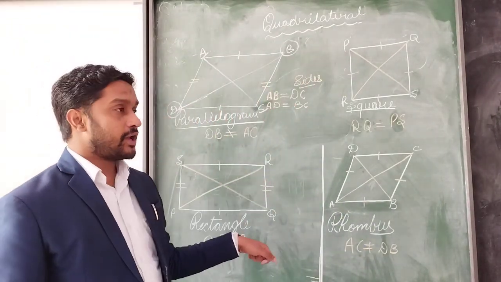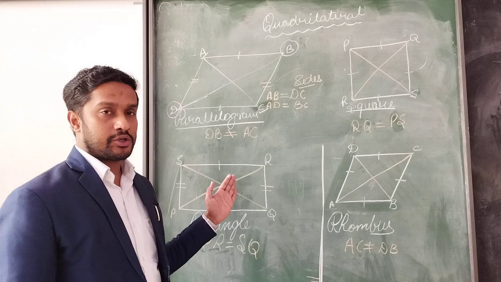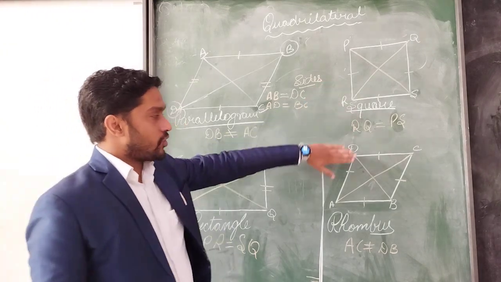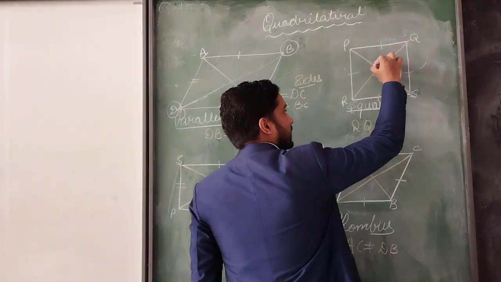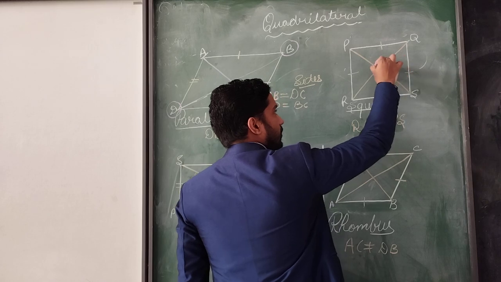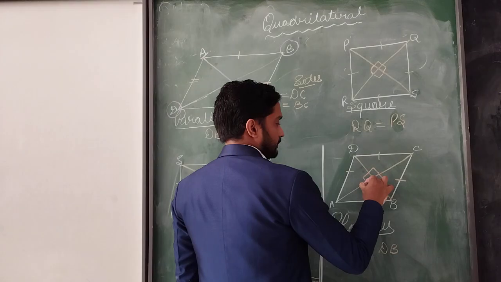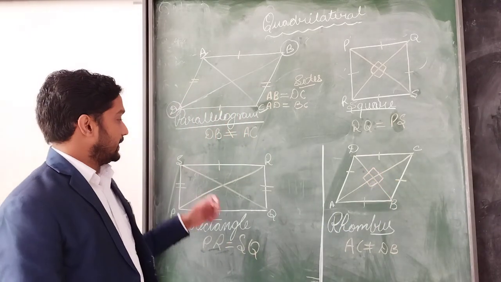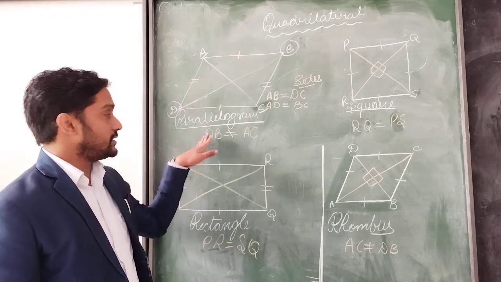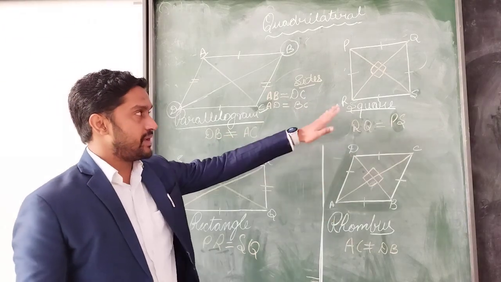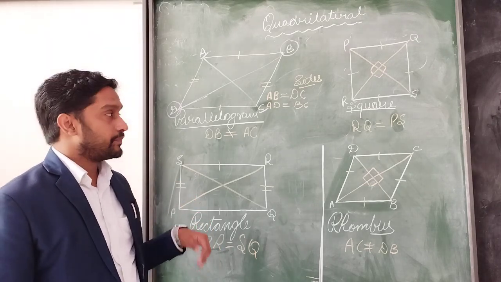One more property on the basis of diagonals. You can see that in all four figures, the two diagonals bisect each other. In square and rhombus, whenever the diagonals bisect each other, they make an angle of 90 degrees with each other. But in parallelogram and rectangle, they do not make an angle of 90 degrees.